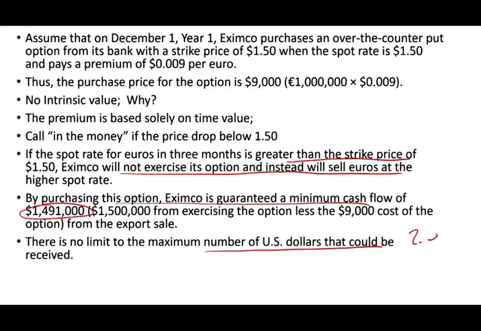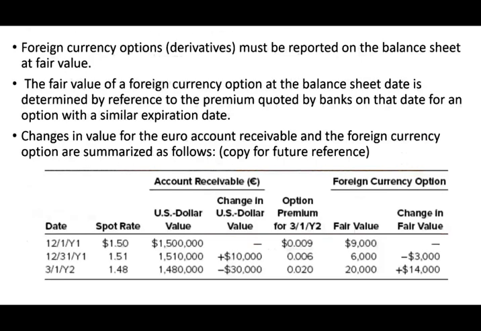If the price went up to $2, then guess what? You would receive a million times $2, 2 million. So you don't have to exercise at $1.50. You just have the option to exercise.